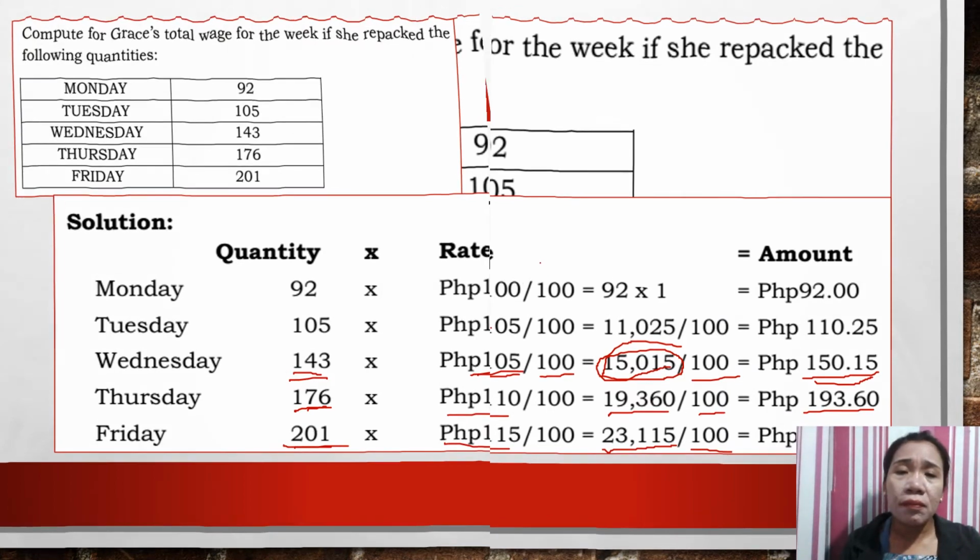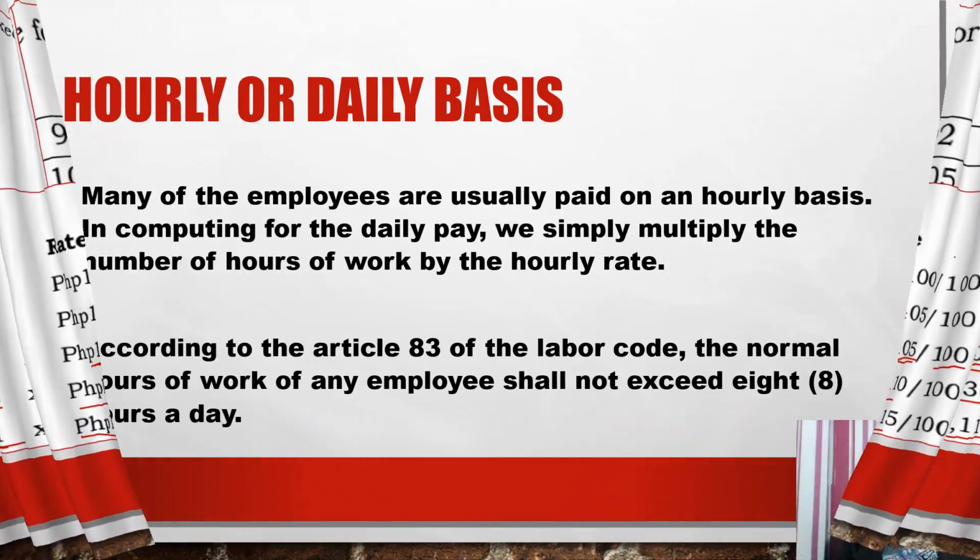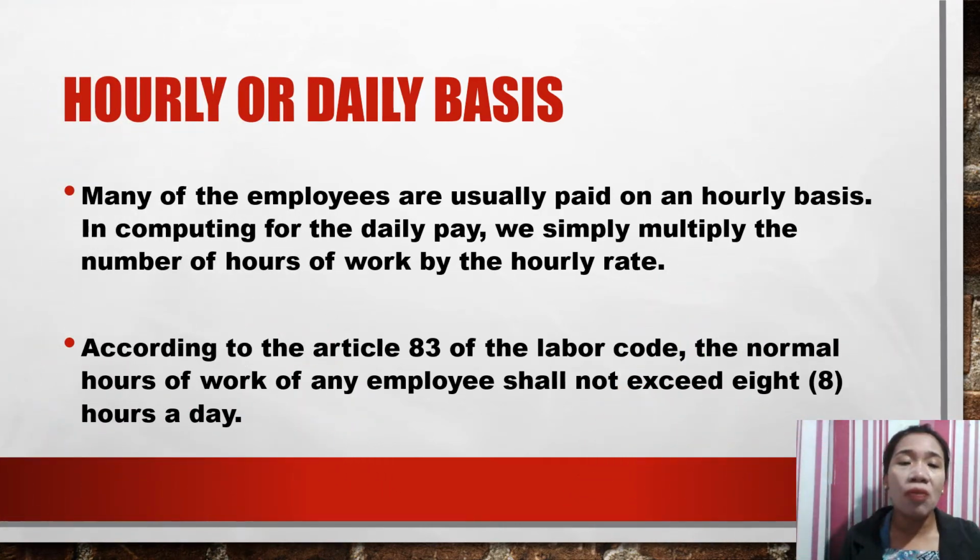Now, let's move on to hourly or daily basis. Many of the employees are usually paid on an hourly basis. In computing for the daily pay, we simply multiply the number of hours of work by the hourly rate. According to Article 83 of the Labor Code, the normal hours of work of any employee shall not exceed 8 hours a day. So that is the law, only 8 hours.